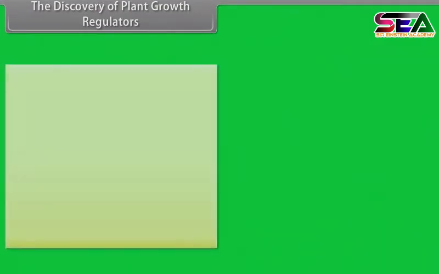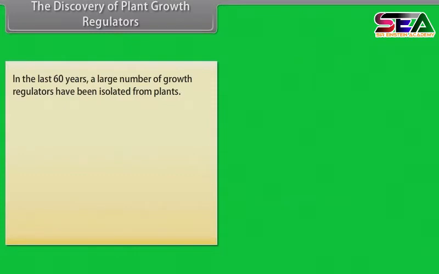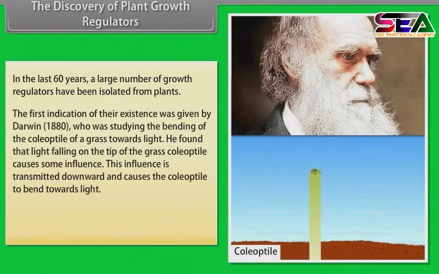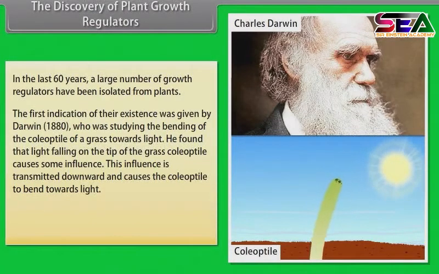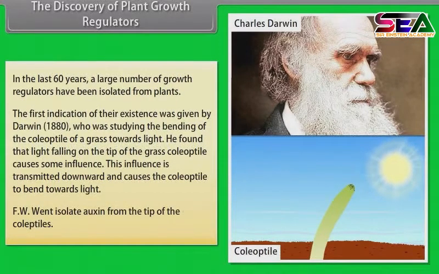The discovery of plant growth regulators. In the last 60 years, a large number of growth regulators have been isolated from plants. The first indication of their existence was given by Darwin in 1880, who was studying the bending of the coleoptile of a grass towards light. He found that the light falling on the tip of the grass coleoptile causes some influence. This influence is transmitted downward and causes the coleoptile to bend towards light. F.W. Went isolated auxin from the tip of the coleoptiles.